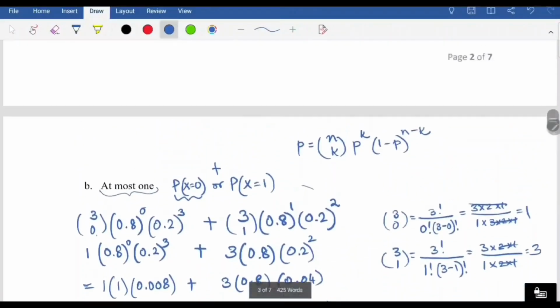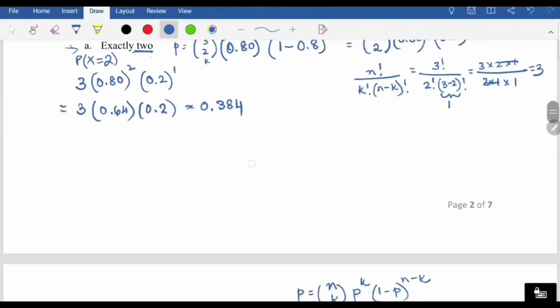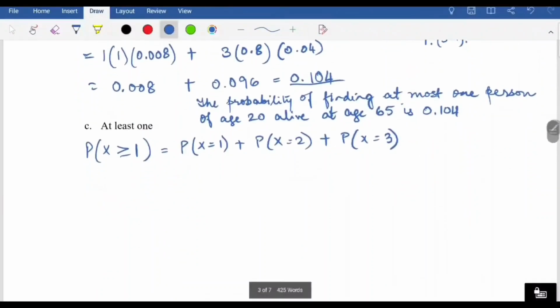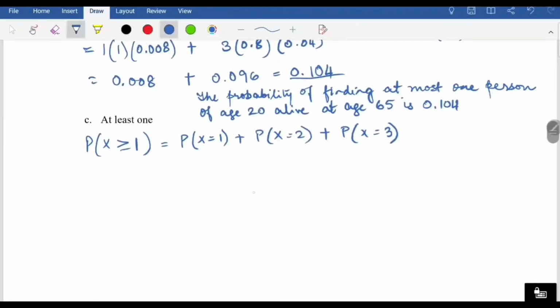at most 1 and exactly 2. So we are going to reuse those values, but I'm going to write out the formula for calculating x equals 1 and x equals 2. But x equals 3, we definitely have to find the value. All right, do the calculation for the value. So probability of x equals 1 would be this way: 3 combination 1, 0.8 raised to the power 1, 0.2 raised to the power 2.